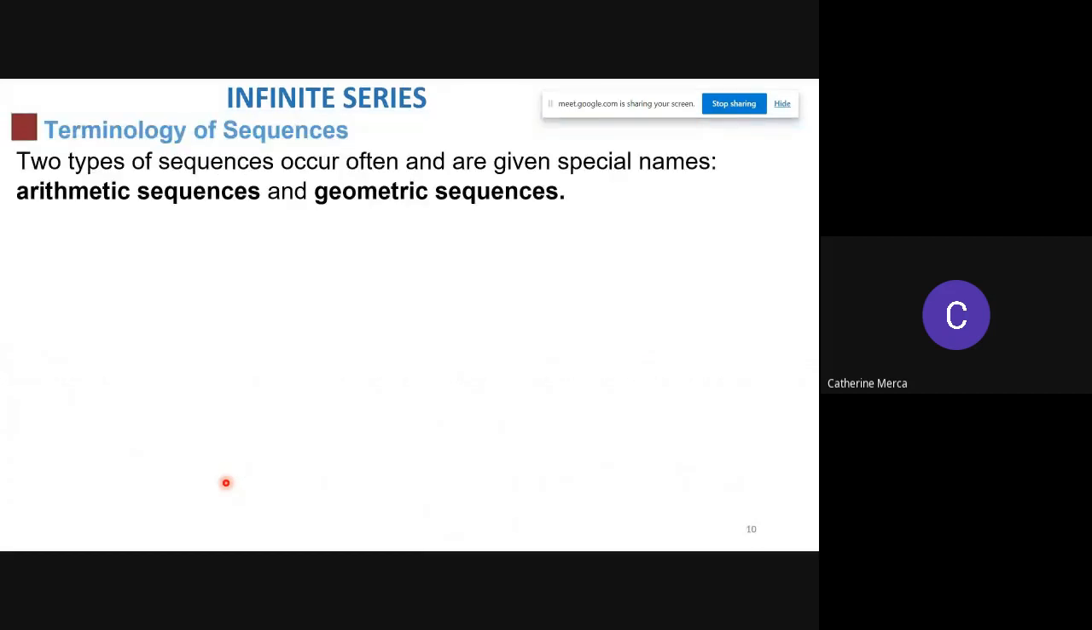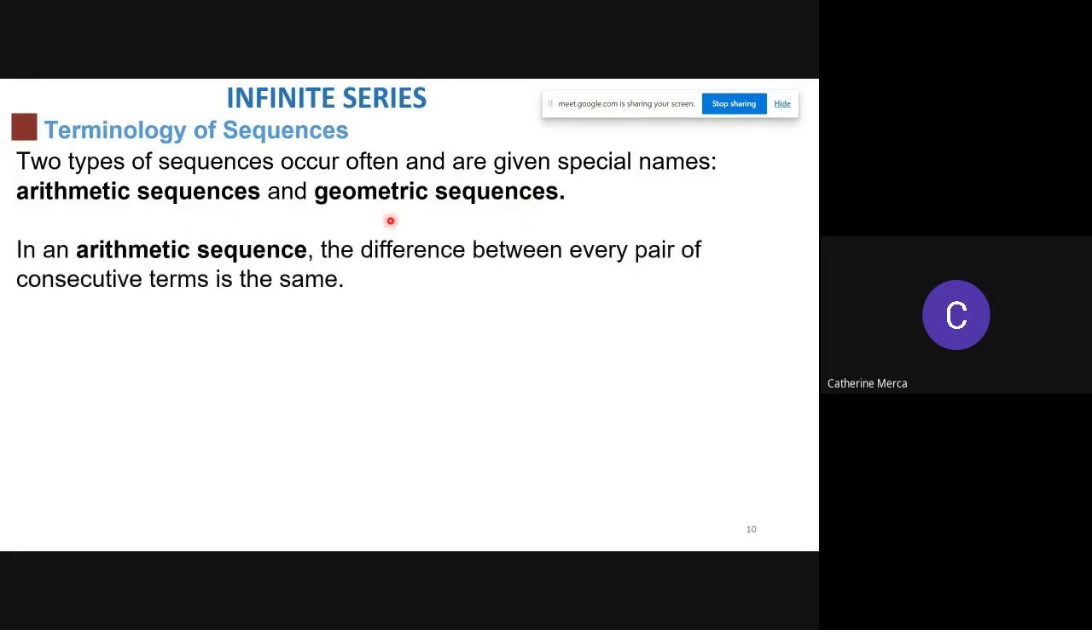Now, I'm sure you are familiar with arithmetic sequences and geometric sequences. So, in an arithmetic sequence, to remember, when it's arithmetic, you either add or subtract a certain constant to get the next number in the sequence. So the difference between every pair of consecutive terms is actually the same. We call that the difference d, because you can actually add or subtract that.